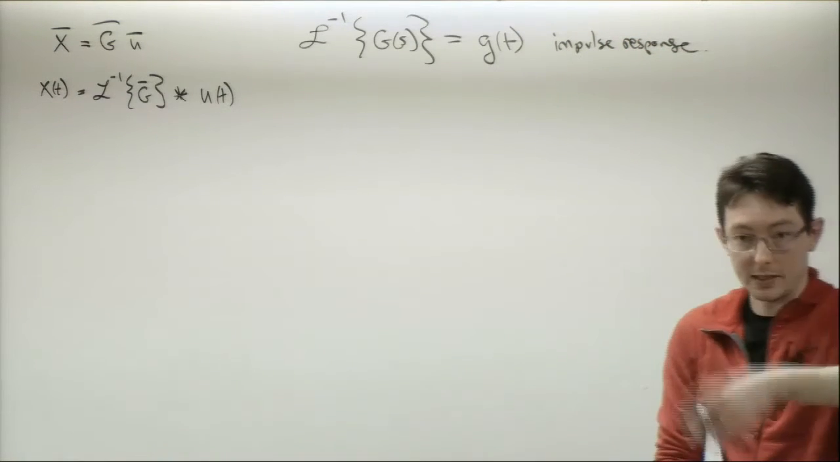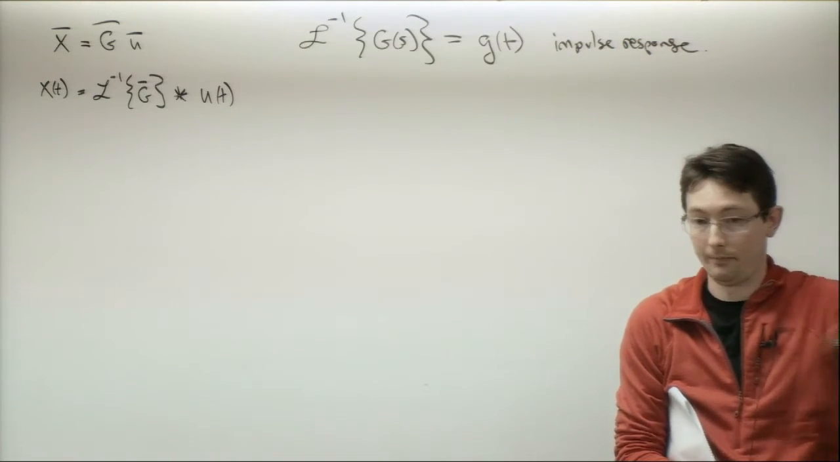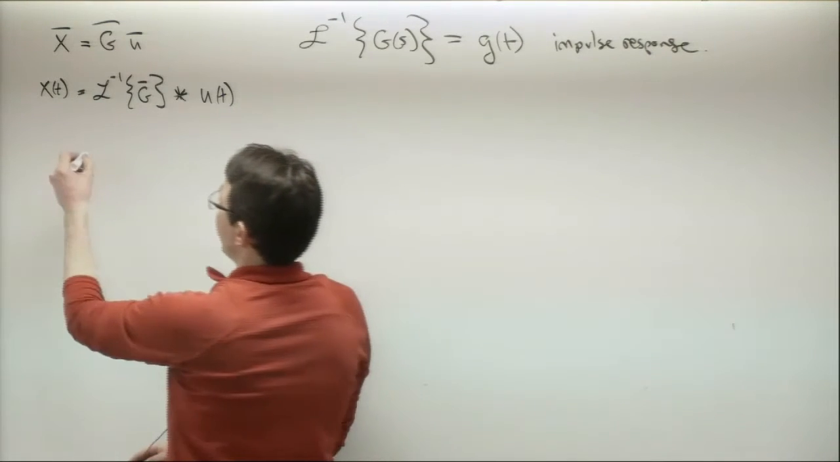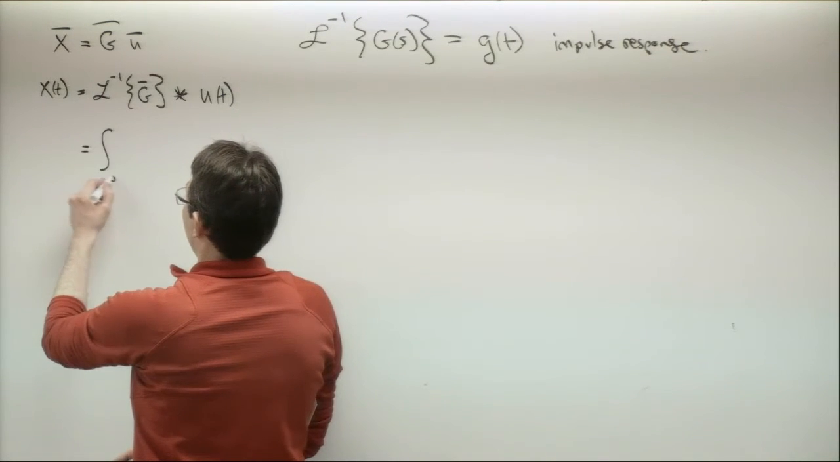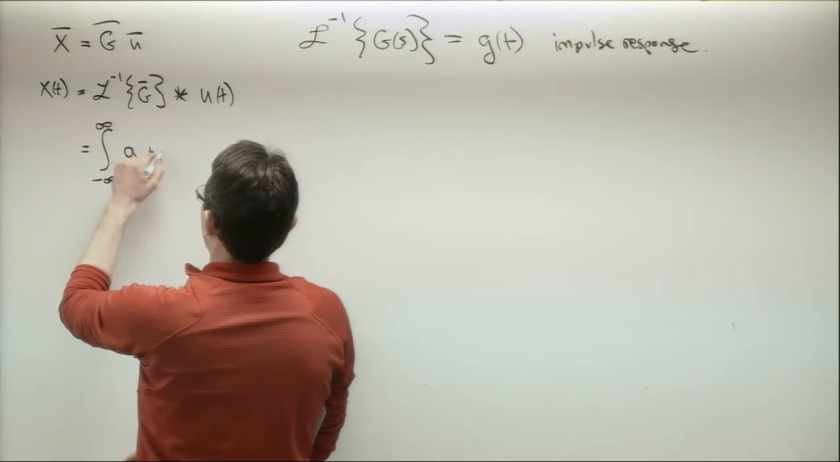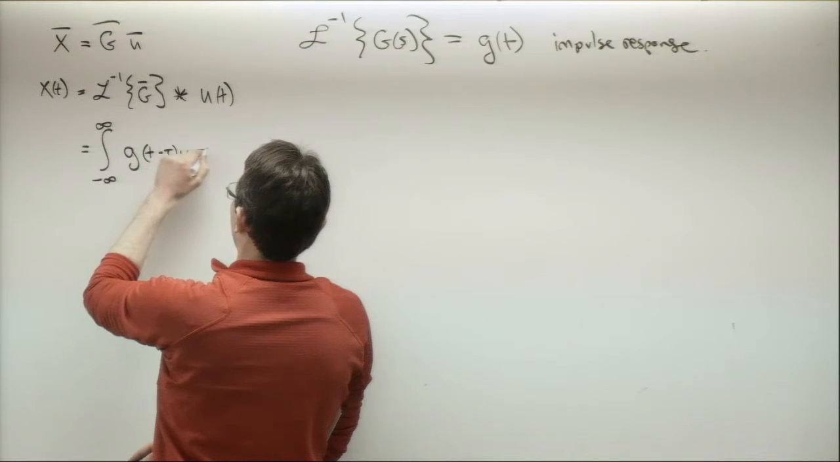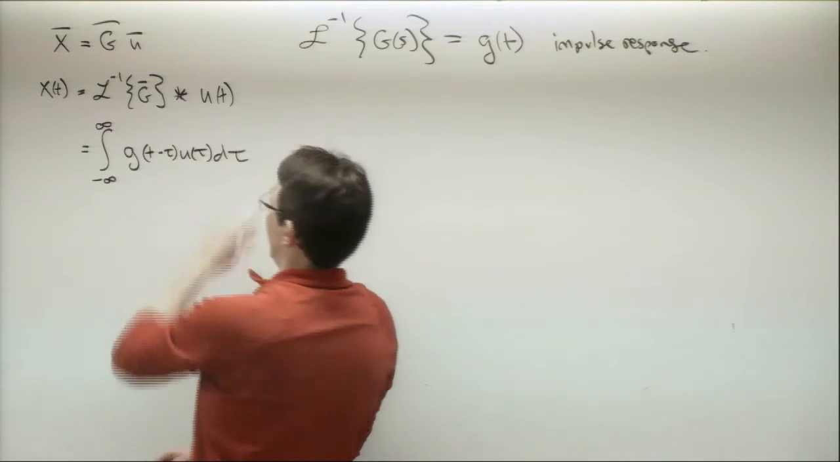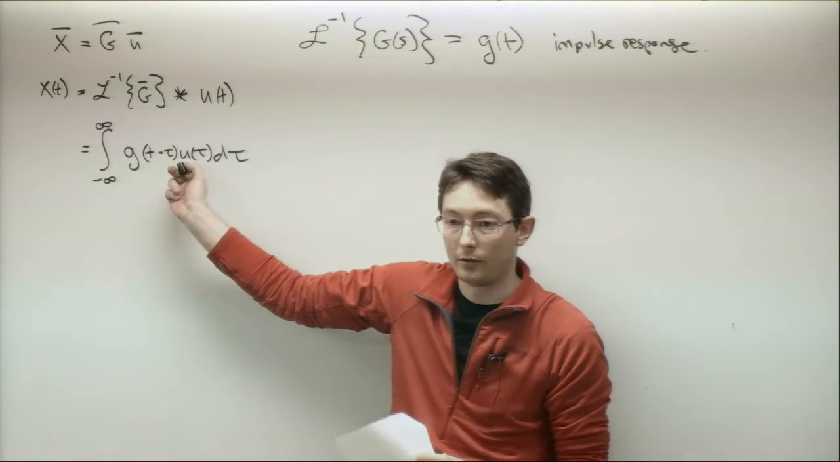Okay, it's a function in time. It's how my system rings after I kick it. And so this equals the integral from minus infinity to infinity of my function g of t minus tau, u of tau, d tau. That's just the definition of a convolution integral.